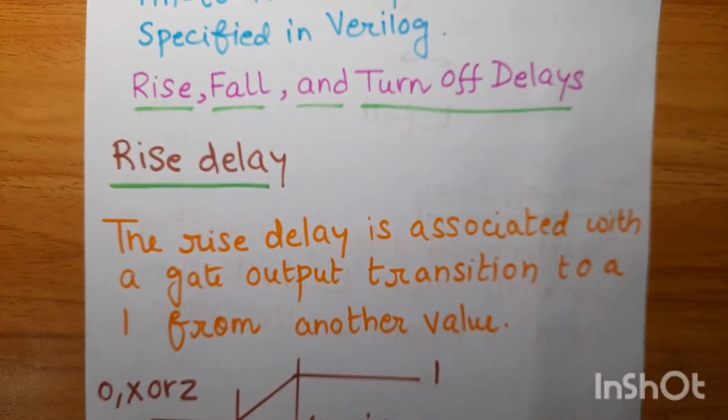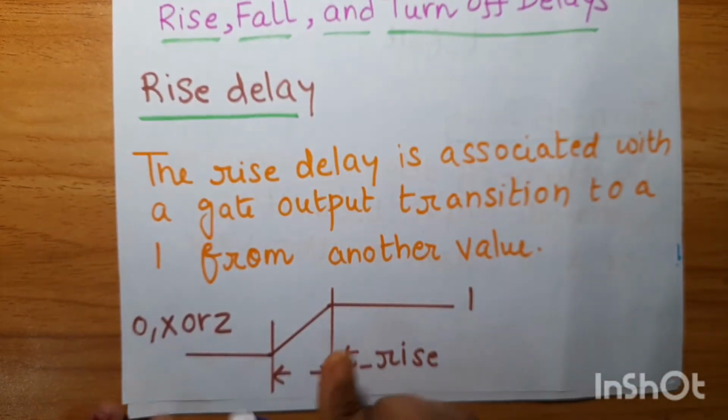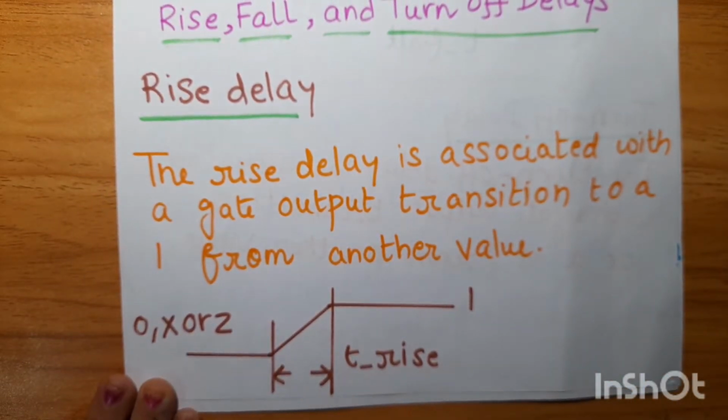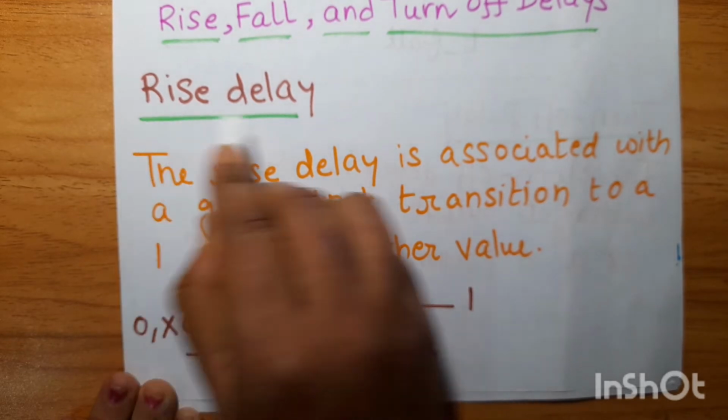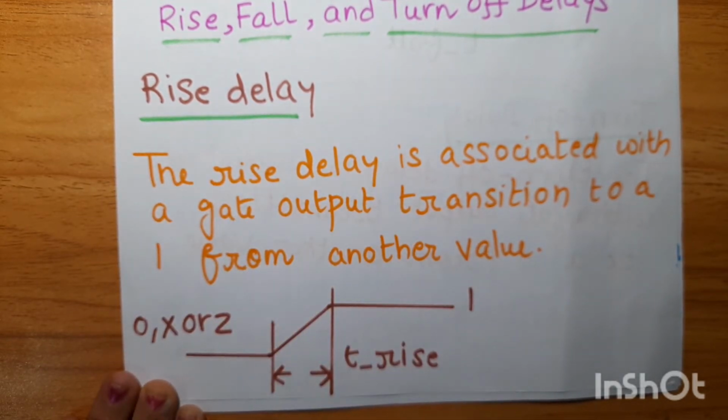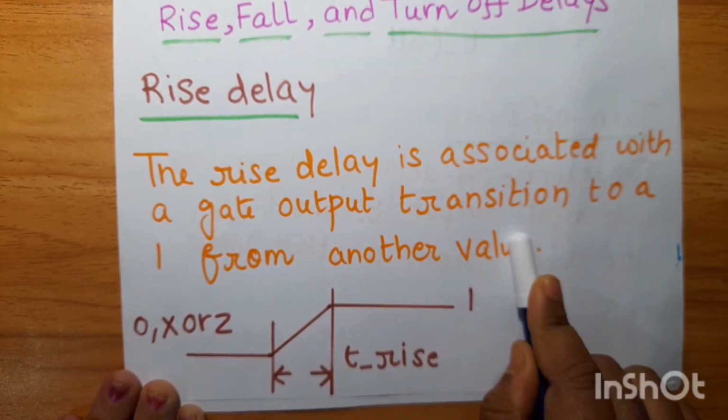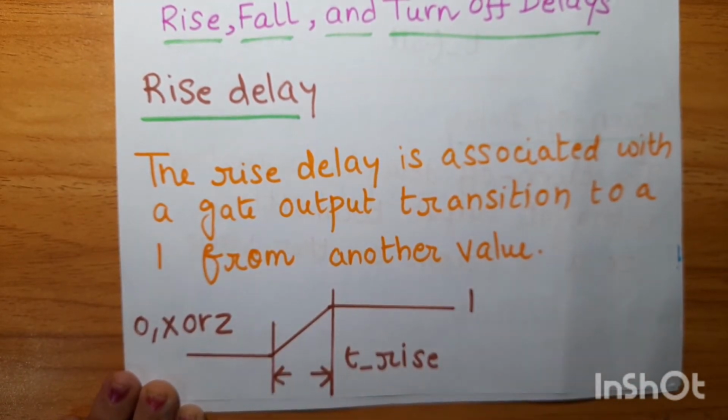Rise delay. The rise delay is associated with a gate output transition to a 1 from another value, that is 0, X or Z. In order to transition from 0, X or Z to 1, that is the T rise, I have the rise delay available with me. So, the rise delay is associated with a gate output transition to 1 from another value.